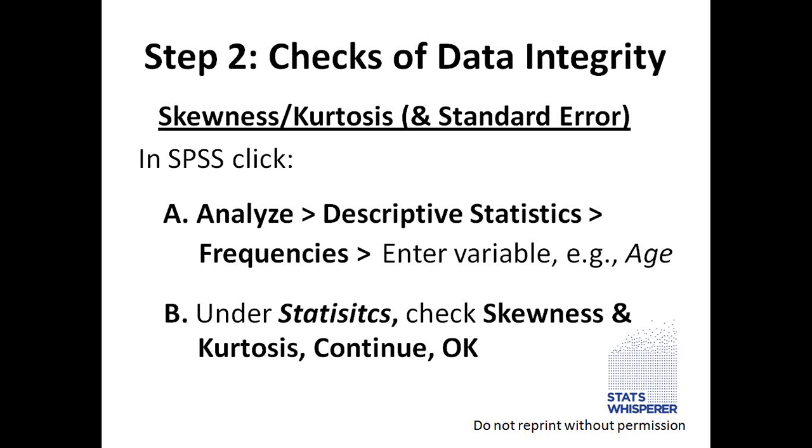So how do we get the skewness and kurtosis values? We just go back to SPSS. Analyze, Descriptive Statistics, Frequencies. Then we put in age. Then under Statistics, just check skewness and kurtosis, continue, and OK.